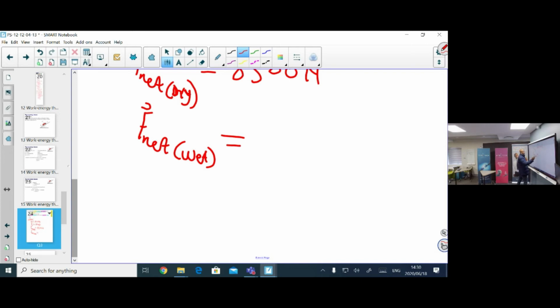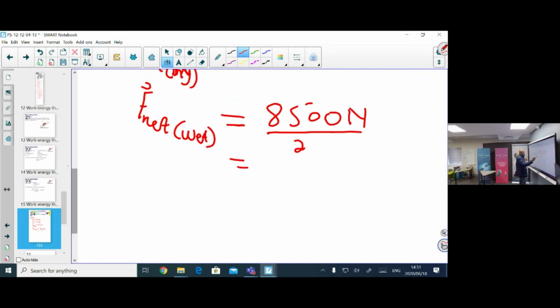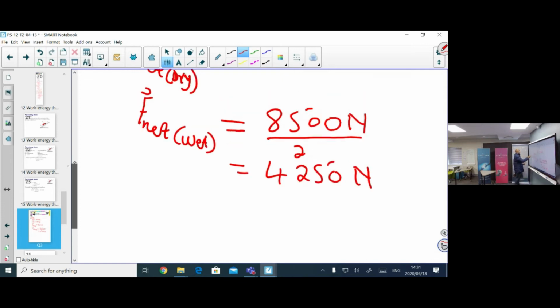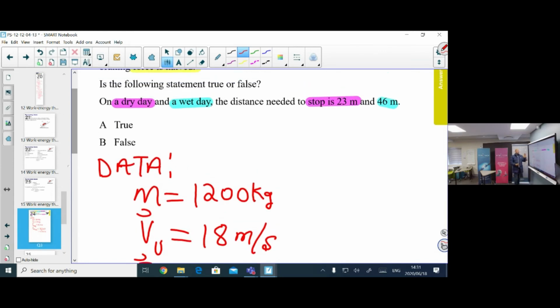In other words, it takes longer to brake during the wet day. We're just going to have half of 8,500 Newton, divided by 2, which is equal to 4,250 Newton. So during the wet day, the F net is equal to 4,250 Newton. Okay, we have this information, and then what is needed?